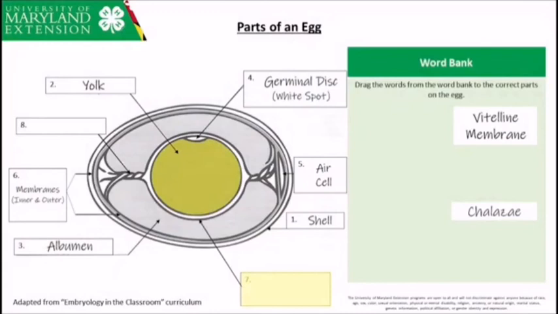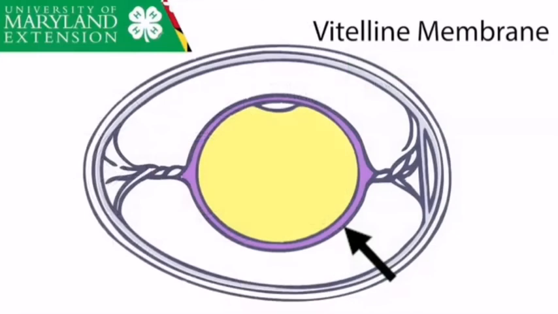Number 7. Let's see what part of the egg is this. This is the vitellin membrane, and it surrounds the yolk, separating it from the albumin.